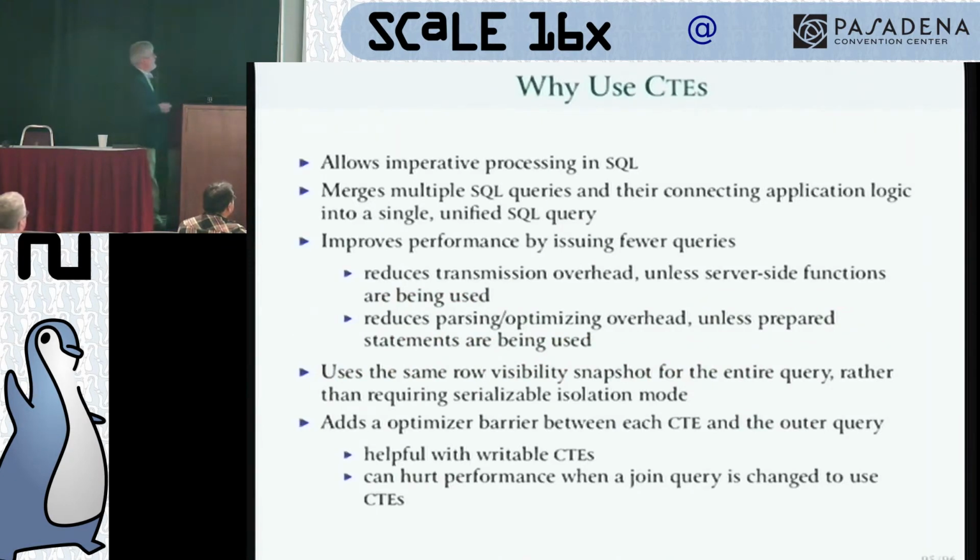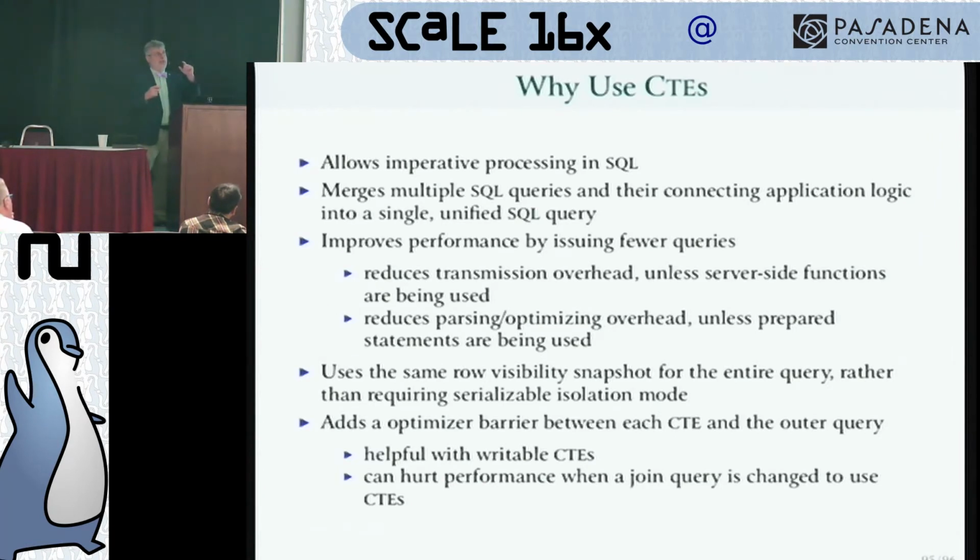So, why use common table expressions? We're almost done. Allows imperative processing of SQL. Merges multiple SQL queries and their connected application logic together. Unifies them. Okay. Improves performance by issuing fewer queries, less transmission overhead, less overhead for optimizing, for example. Uses the same snapshot for the entire query. Very hard to do this outside of common table expressions, to have multiple queries use the same snapshot.